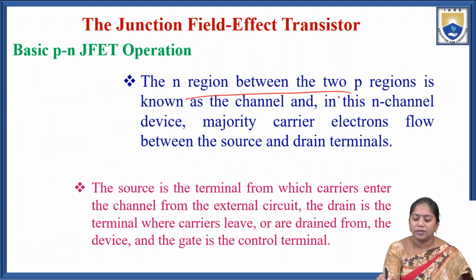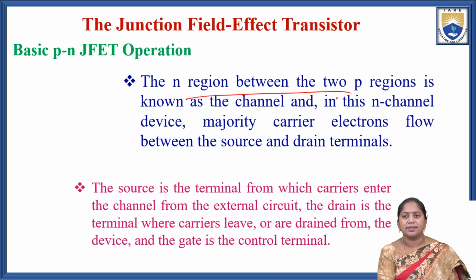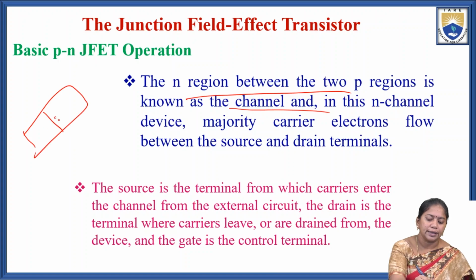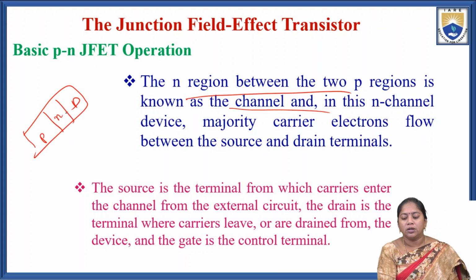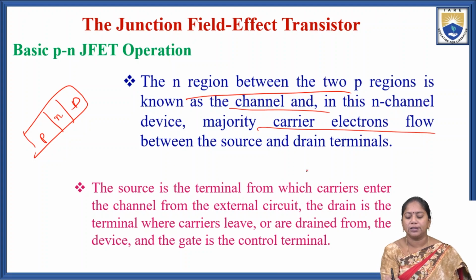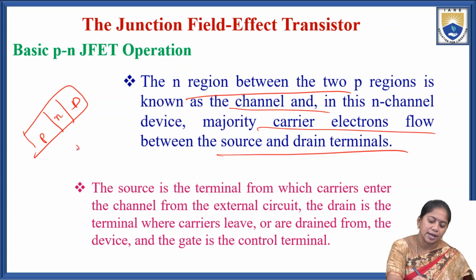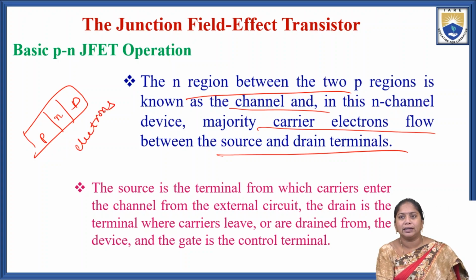The N region between the two P regions is known as the N channel. In this N channel device, the majority carriers are the electrons, and electrons flow between the source and drain terminals.